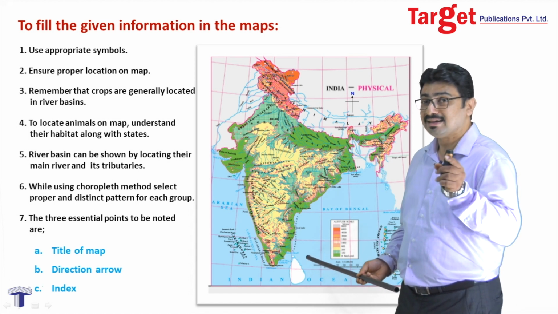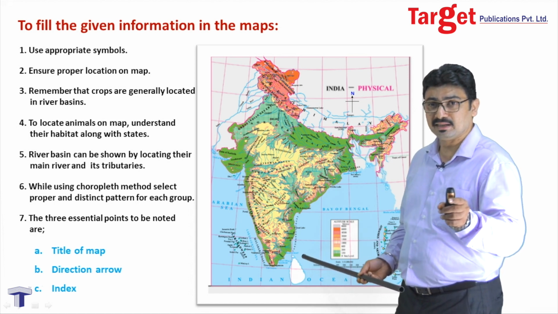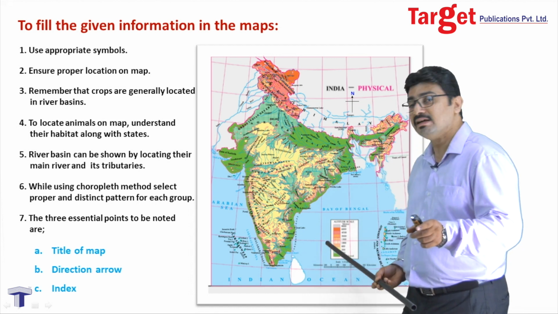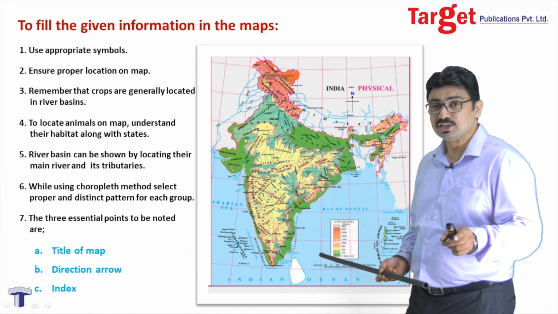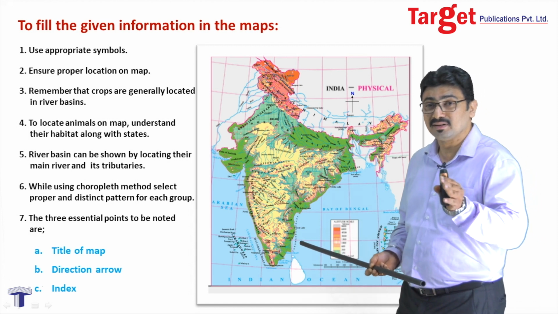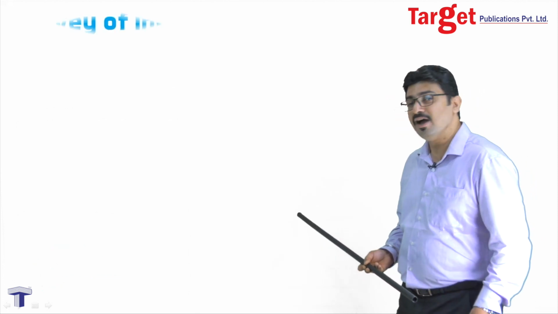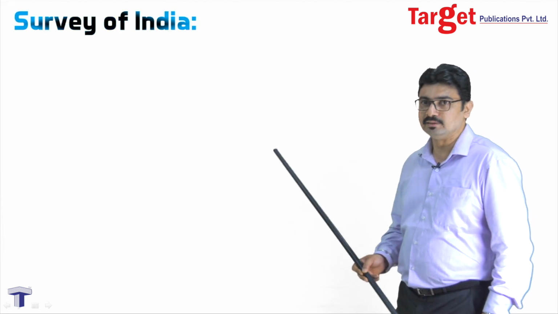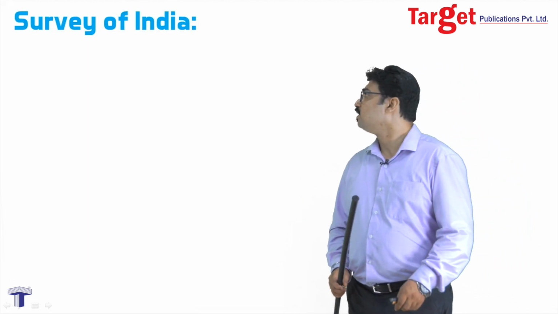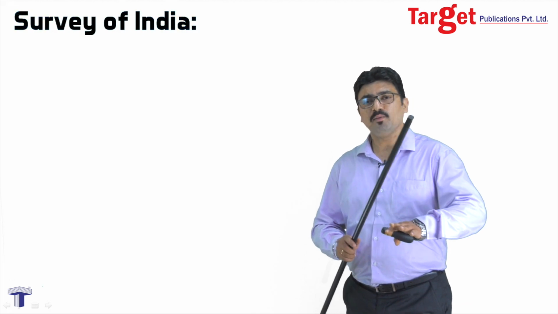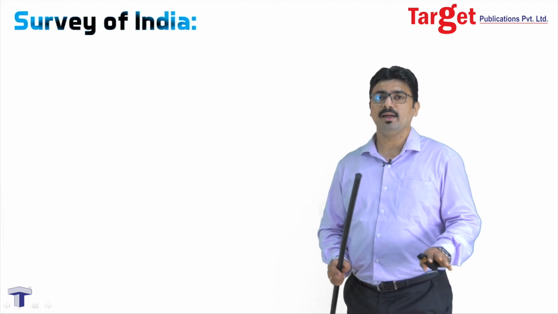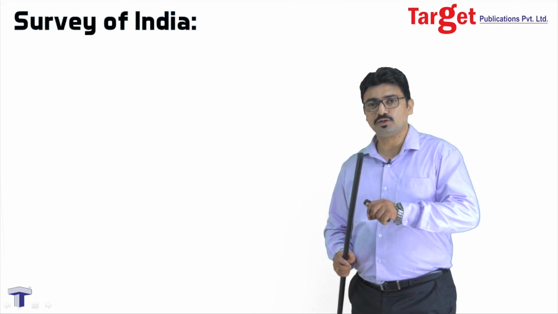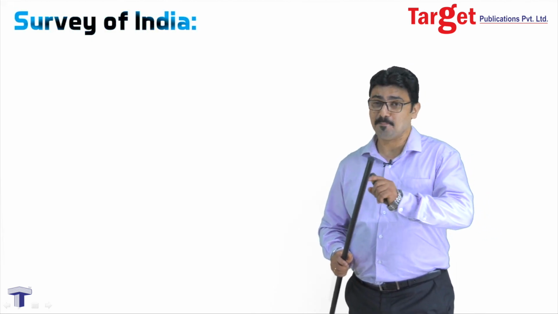Also, if you have used categories, say the tinting method or the choropleth method, you have to mention which color indicates which altitude or which color indicates what density, everything. This information can be included in the index part of it. So friends, with this, we understand the various information required, the various points to be remembered, and the various tricks to be remembered while filling a map.